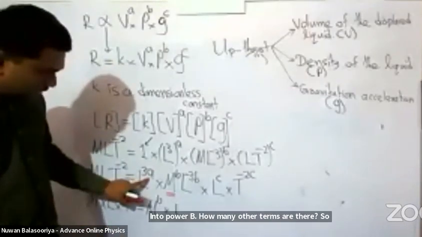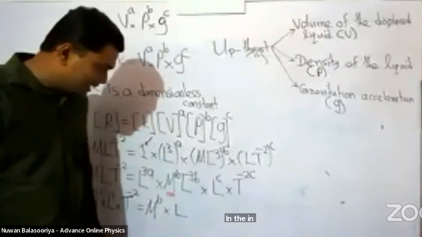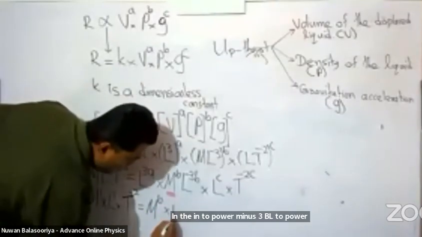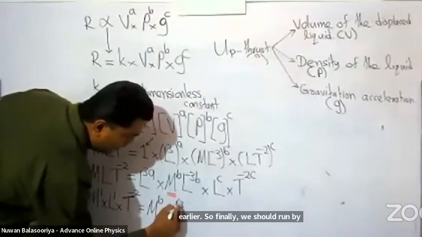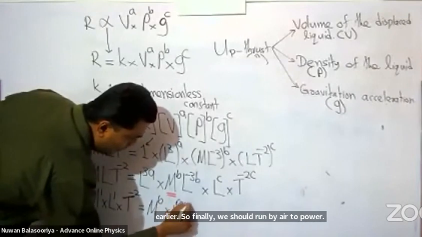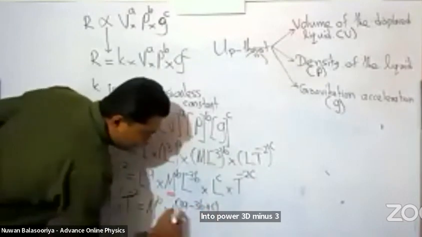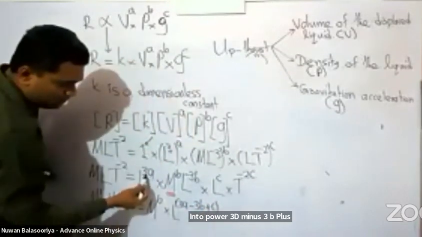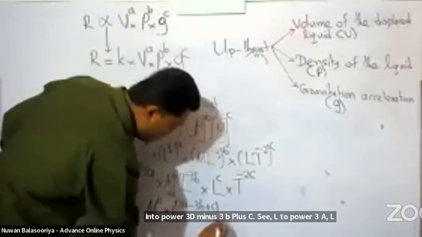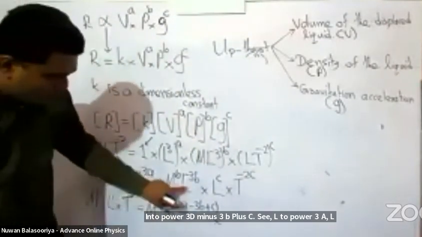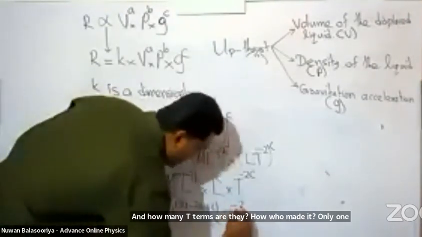L to the power 3A, L to the power minus 3B, L to the power C. Three terms are there. So finally, we should write L to the power 3A minus 3B plus C. That's it. And how many T terms are there? Only one T term is there. That is T to the power minus 2C.